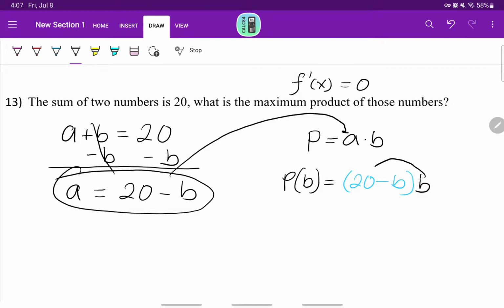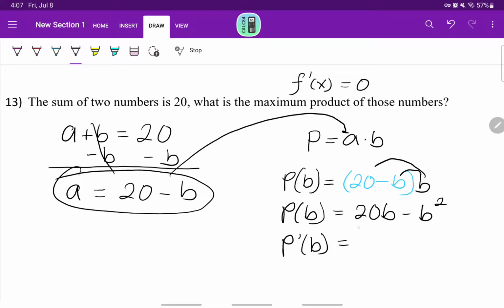Let's distribute the B inside the parentheses. My product in terms of B is going to be 20B minus B squared. Now, to find the critical number for B, I must take my first derivative and set it equal to 0. So P prime of B is going to equal the derivative of 20B, which is just 20, minus the derivative of B squared, which is 2B. And I'm going to set my derivative equal to 0.